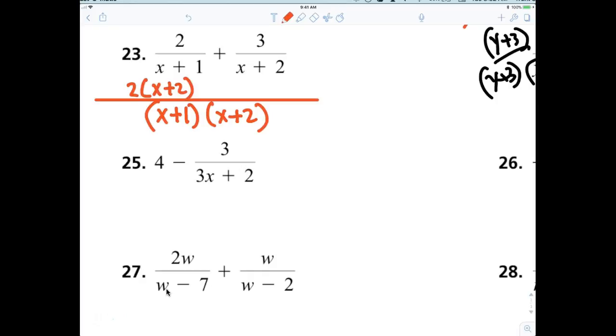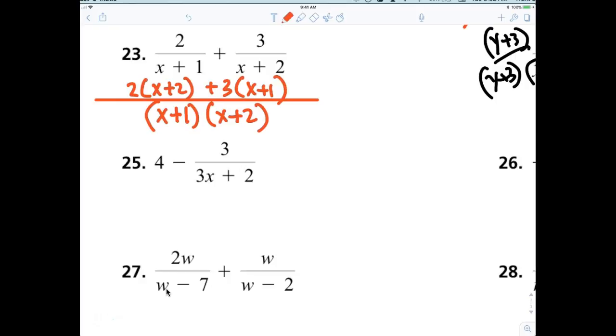And soon enough, for those of you who are more advanced, you would just write down 2x plus 4. Now, what am I multiplying the second fraction by? x plus 1. So it would just be plus 3x plus 1. Come on, that's not that difficult. Drew, you with me on that? Yeah, it's really not.